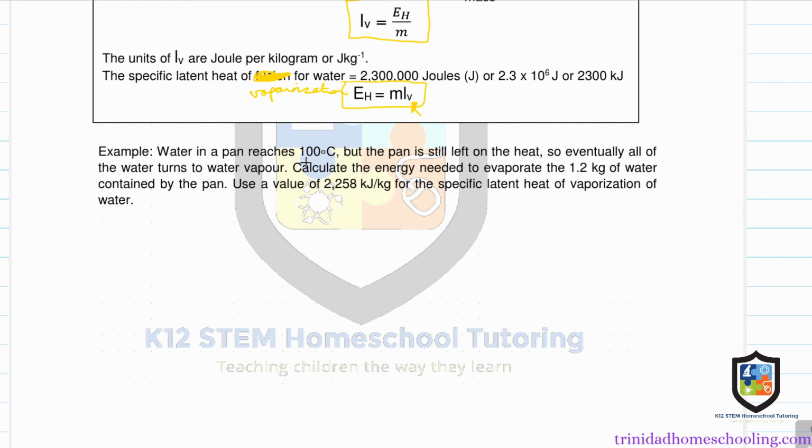A pan of water reaches 100 degrees Celsius, but the pan is still left on the heat. So eventually all of the water turns into water vapor. So our process here, our change of phase is liquid to gas, okay? So for vaporization, it's a change from liquid to gas. Calculate the energy needed to evaporate 1.2 kilograms of water contained by the pan, and use a value of 2258 kilojoules per Kelvin for the specific latent heat of vaporization.